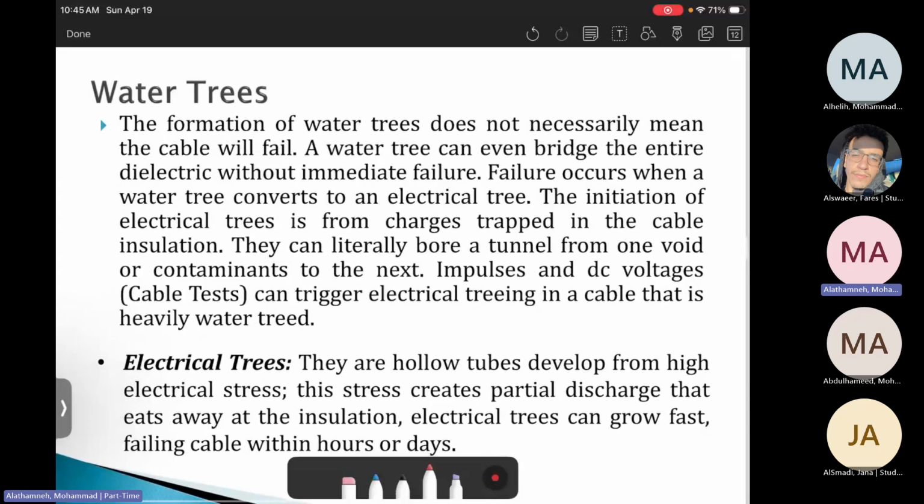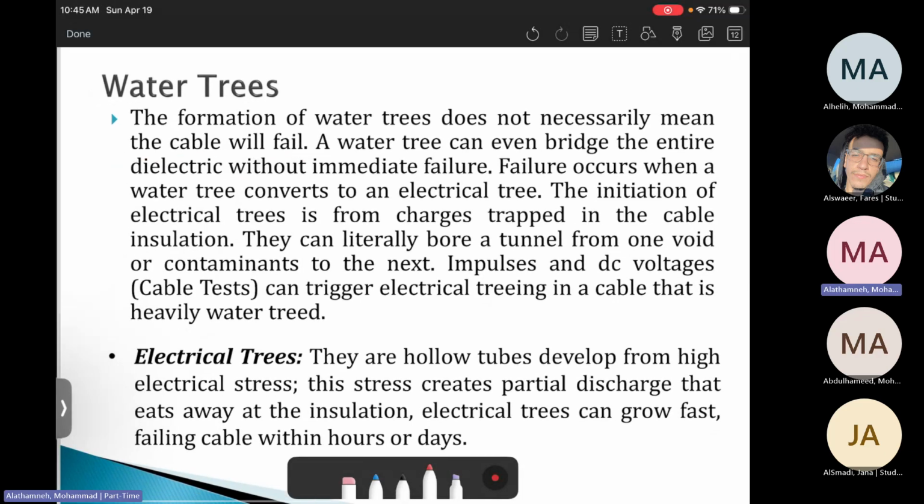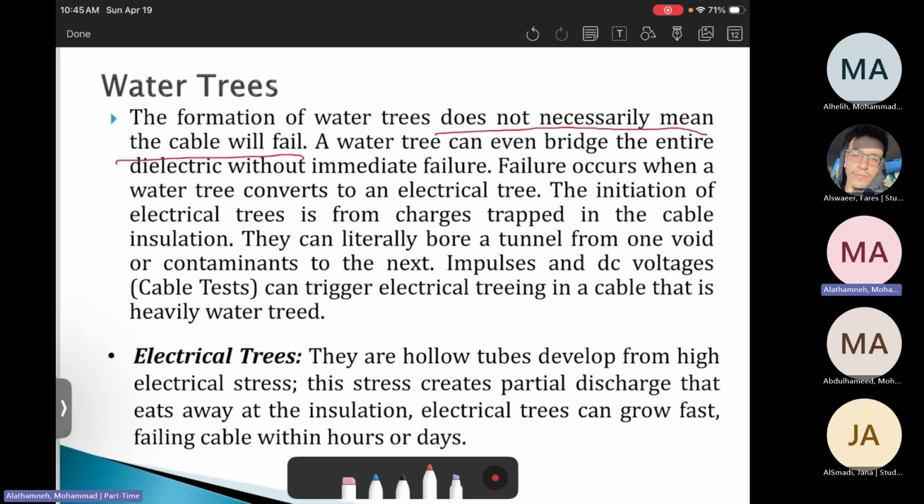So the formation of a water tree does not necessarily mean the cable will fail. It means it's about to fail. It's just like a warning flag. A water tree can even bridge the entire dielectric without immediate failure. Well, it's accumulative. It is cumulative.